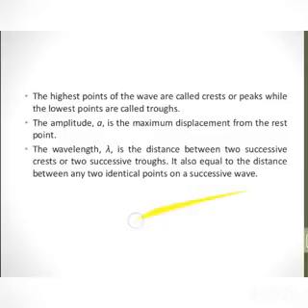And those wave terms are actually the crest, the trough, amplitude, wavelength, period, and frequency. So let's start from the crest and the trough. What is the crest? The highest point of the wave is called the crest or peak, while the lowest points are called troughs.